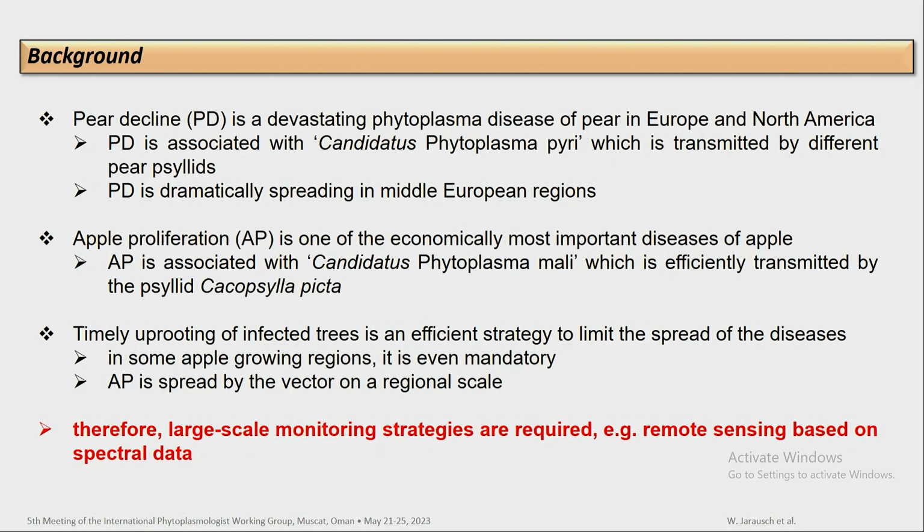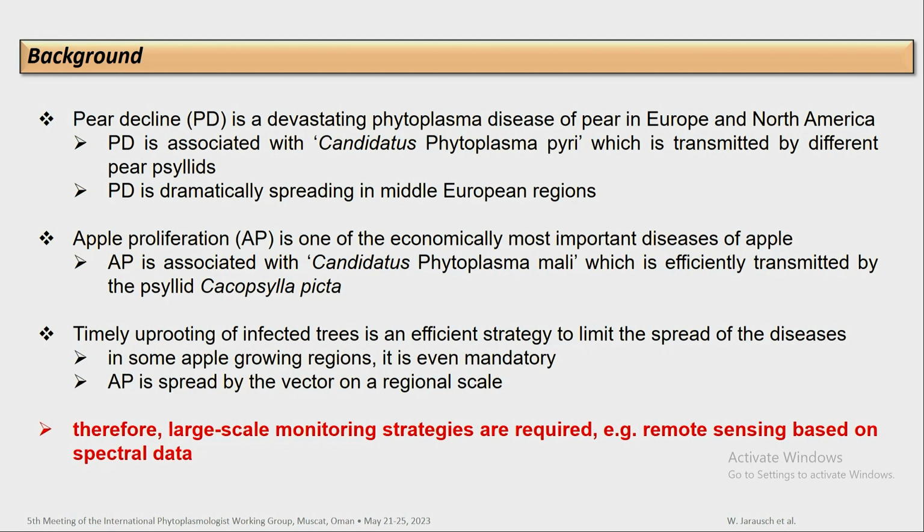The background I will more or less skip, because we deal with pear decline and apple proliferation diseases, which you are well acquainted with now at the end of the meeting. And one of the strategies to fight against these diseases is still timely uprooting, in particular in young orchards, to prevent further spread of the disease.